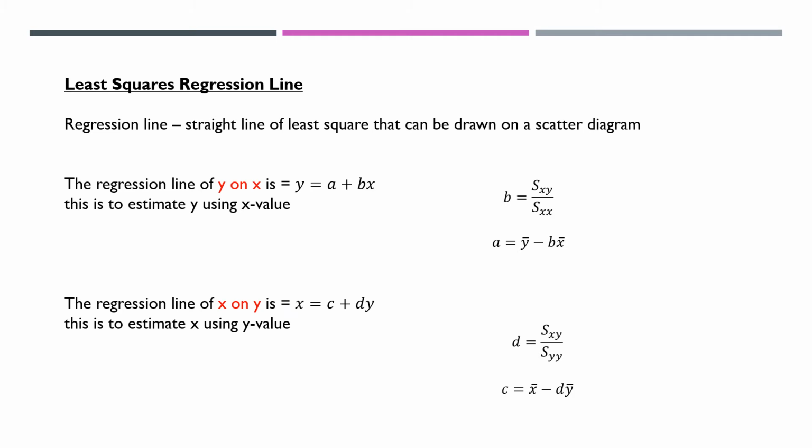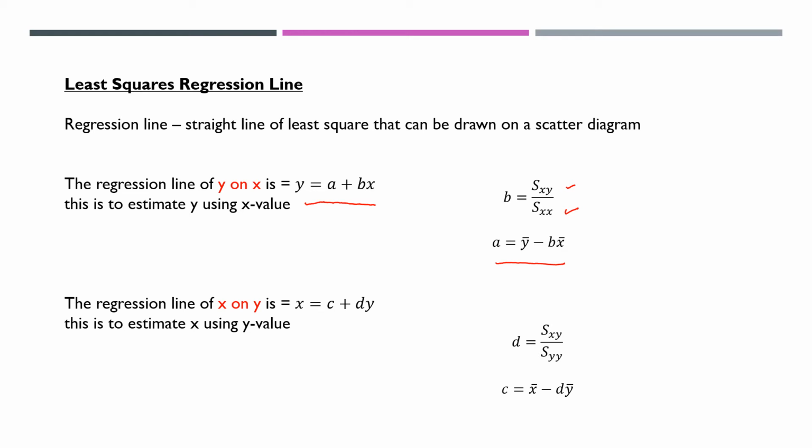Least square regression line. The regression line is the straight line of least squares that can be drawn on a scatter diagram. The regression line has two types, either y on x or x on y. If it is y on x, that means you are going to estimate y using the x value. So this is the formula, y equals a plus bx. And then what is b? b is Sxy over Sxx. Then here is a, because a and b are unknown, so you are going to find their values.